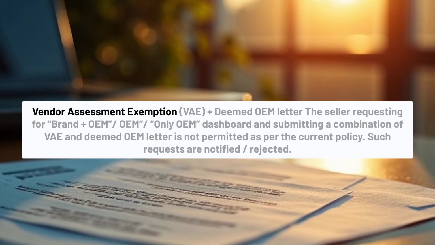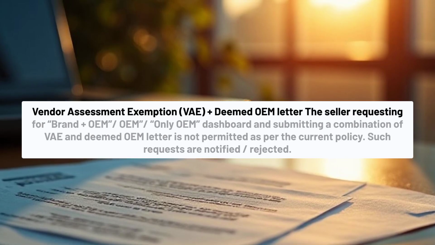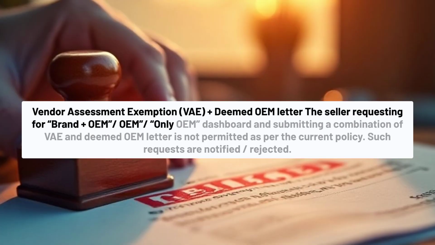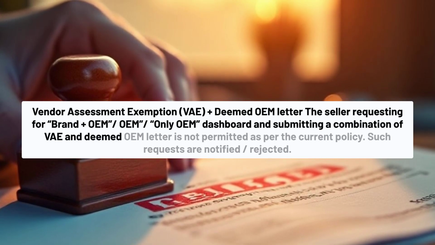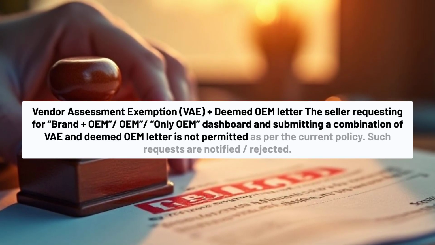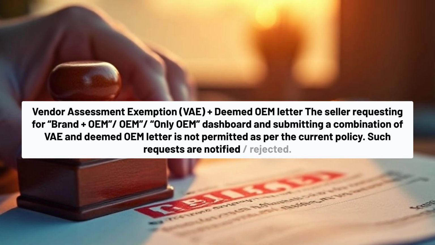Vendor Assessment Exemption, VAE, plus deemed OEM letter. For a seller requesting a brand plus OEM or only OEM dashboard and submitting a combination of VAE and deemed OEM letter, this is not permitted as per the current policy. Such requests are notified, rejected.